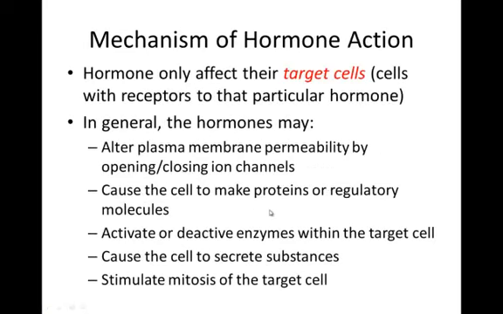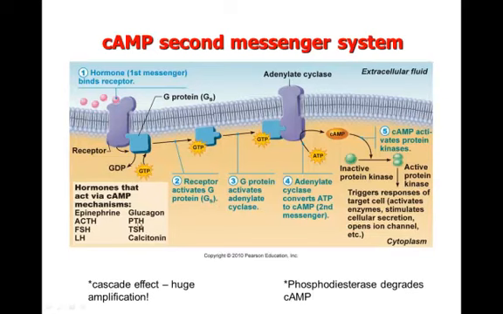It might cause the cell to make proteins or regulatory molecules. It may activate or deactivate enzymes. It does whatever that hormone wants this cell to do. But the hormone couldn't get inside the cell because it's a protein-based hormone. It's polar. So that's what our cyclic AMP second messenger system does.